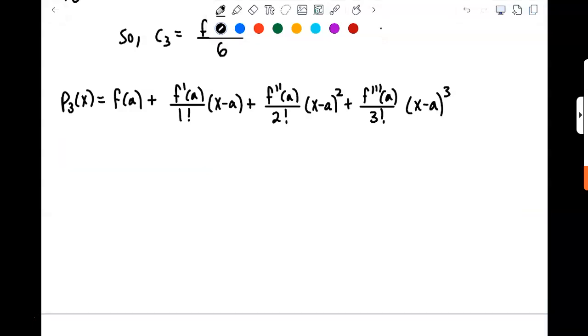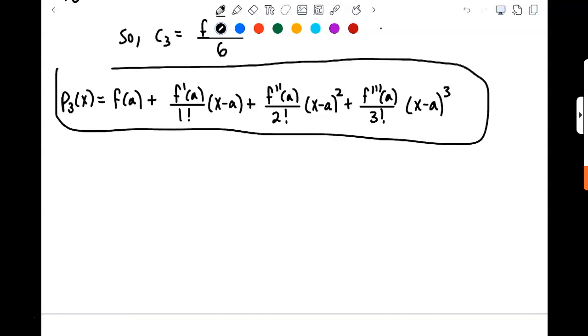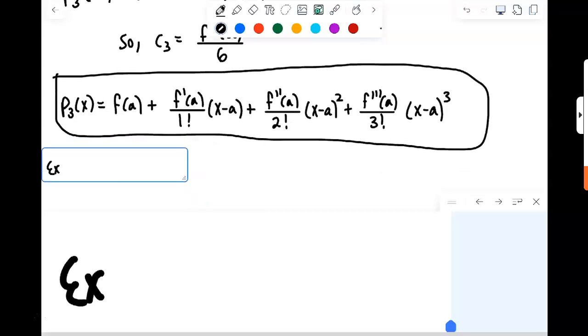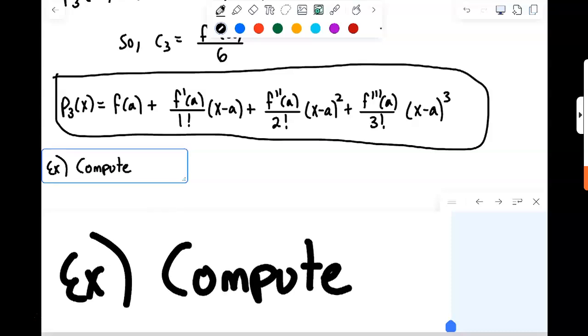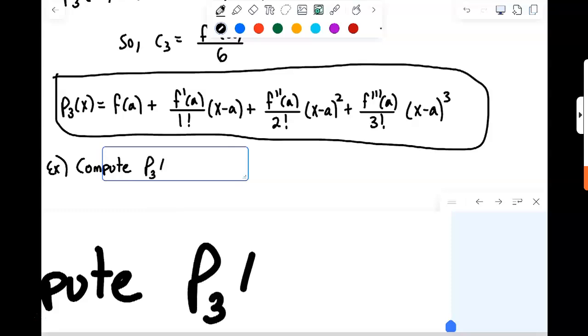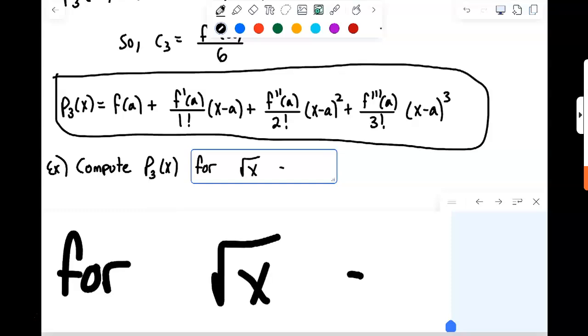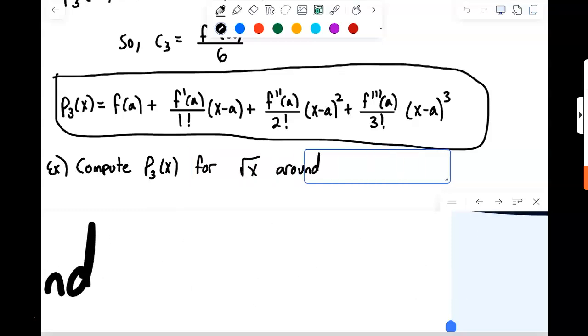Okay. And with that cubic approximation formula, we start to see a pattern, and we'll be talking about that pattern as we continue on, here in a little while. But first, let's go ahead and use this cubic approximation. Let's compute P3 of x for the square root of x around x equals 1. So we've already done the P1 and P2 approximations. So let's now do the cubic approximation.